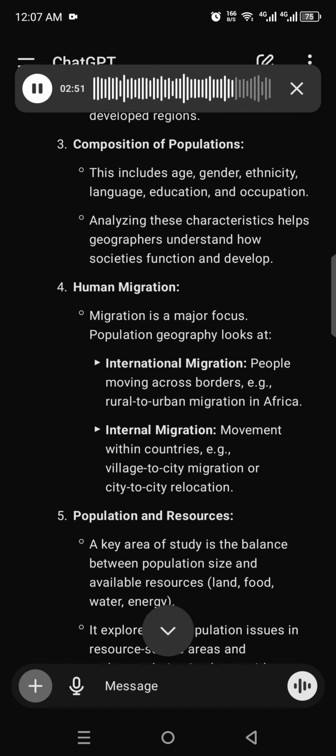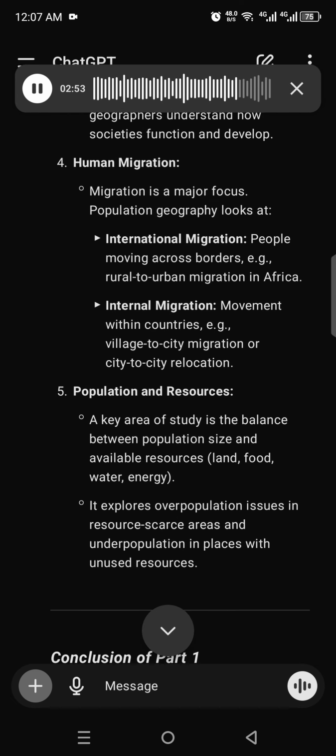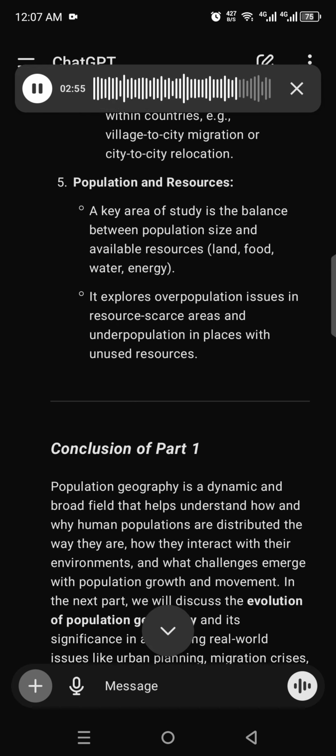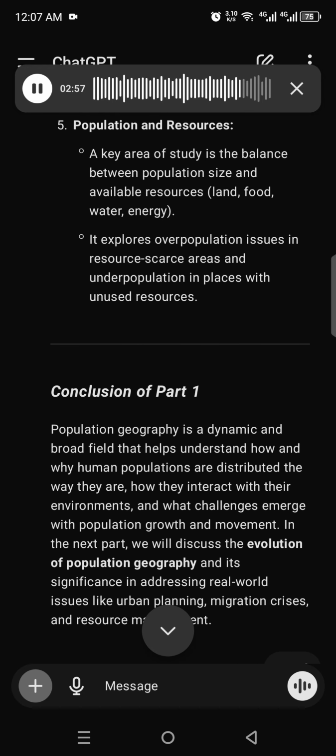5. Population and resources. A key area of study is the balance between population size and available resources: land, food, water, energy. It explores overpopulation issues in resource-scarce areas and underpopulation in places with unused resources.